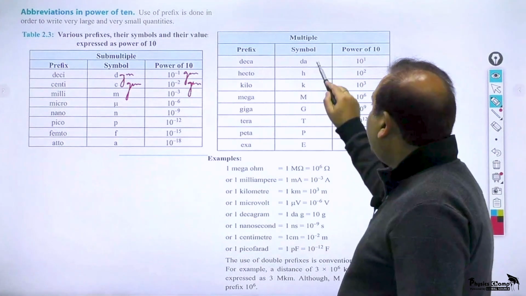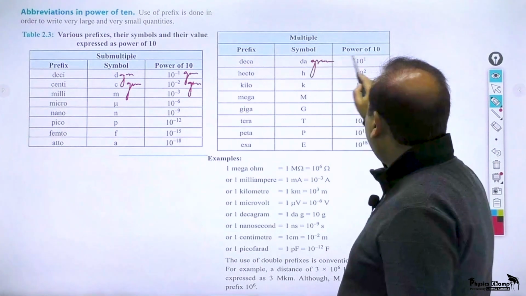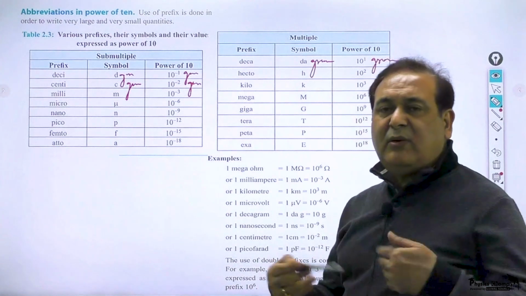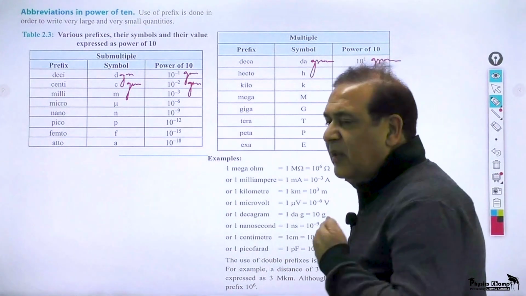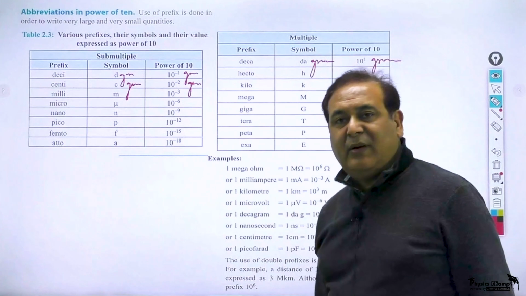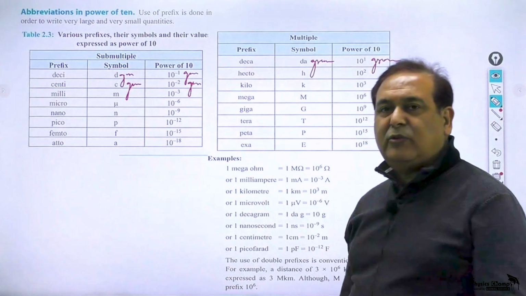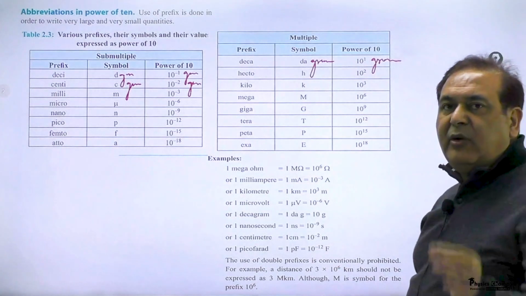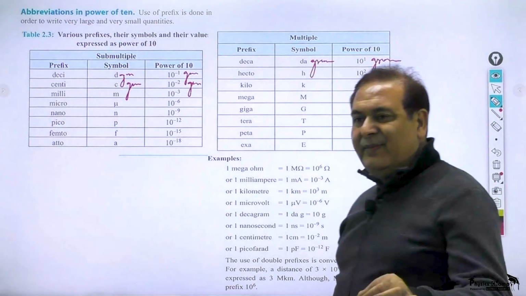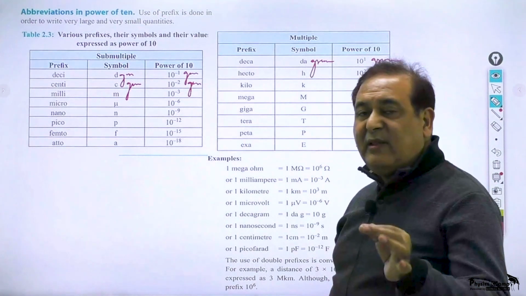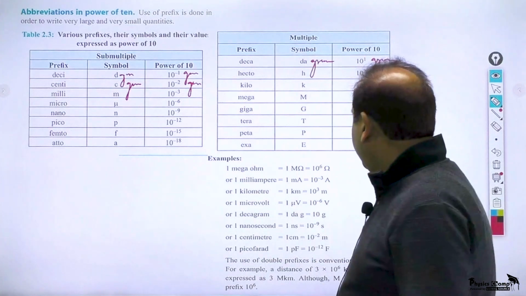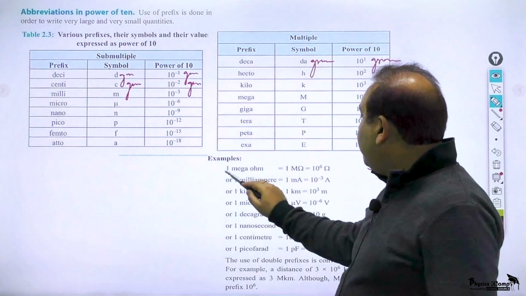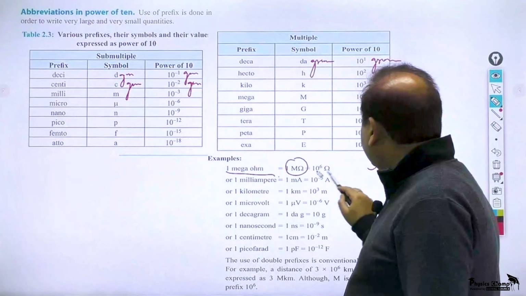Similarly, 1 decagram is 10 to the power 1 gram. So like that, you can always introduce these abbreviations with any of the physical quantity unit, and you can represent the bigger or the smaller unit in the multiple of 10. Like here, the unit of resistance. In current electricity, you have studied resistance. The unit of resistance is ohm. Ohm is represented by omega like this. So 1 mega ohm, capital M, 10 to the power 6 ohm.